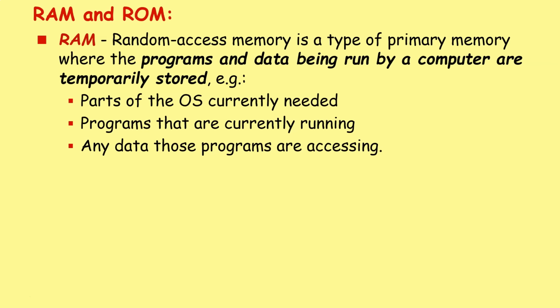RAM and ROM, the classics. You've always got to know your RAM and your ROM. RAM is random access memory, and it's a type of primary memory where programs and data being run by a computer are temporarily stored. So for example, the parts of the operating system that are currently needed, programs that are currently running, any data those currently running programs require.